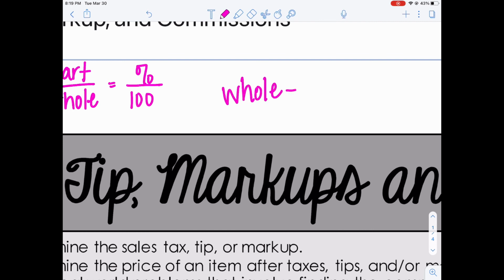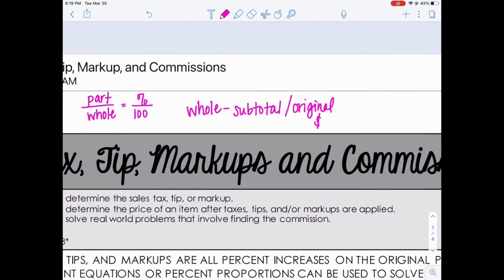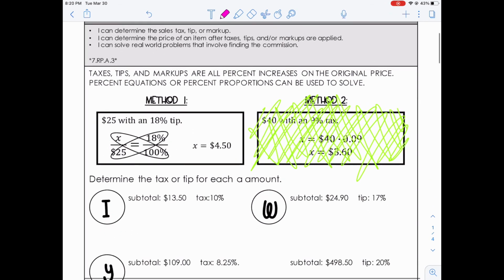So on this one, you can identify the whole as the subtotal. And sometimes we call that the original amount. Now, for these first couple of problems, the subtotals are given to you in the problem. Okay, looking down, taxes, tips, and markups are all percent increases on the original price. Percent equation or percent proportions can be used to solve.